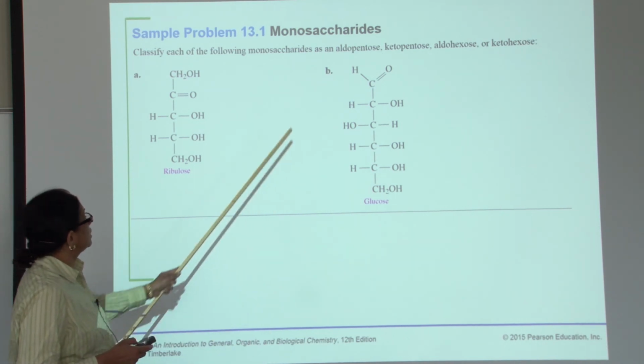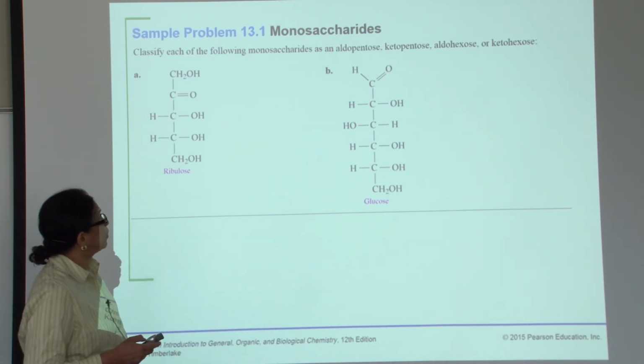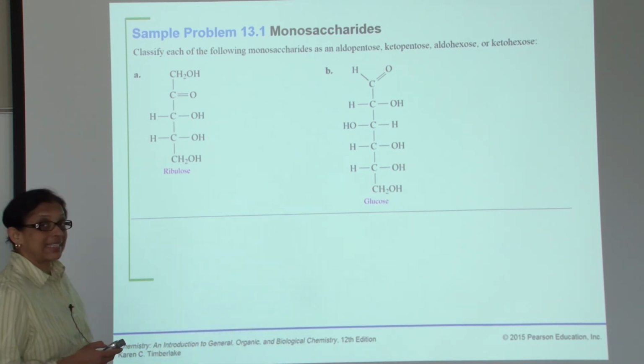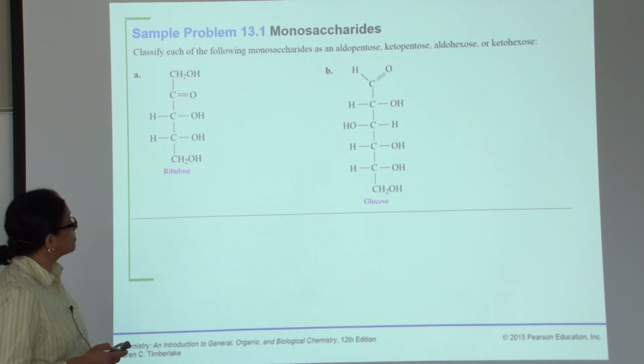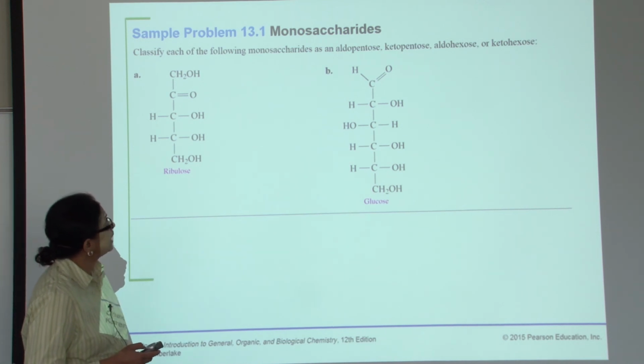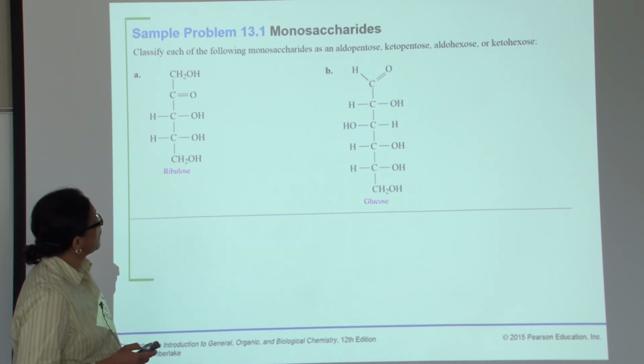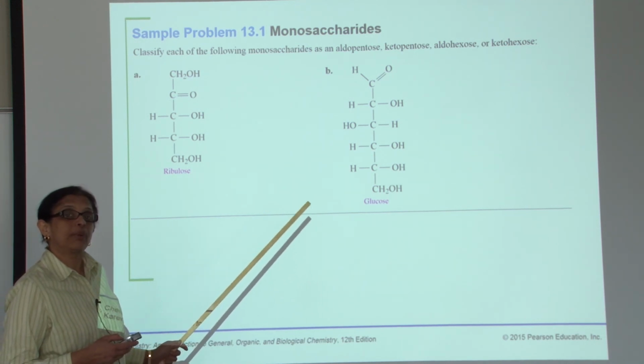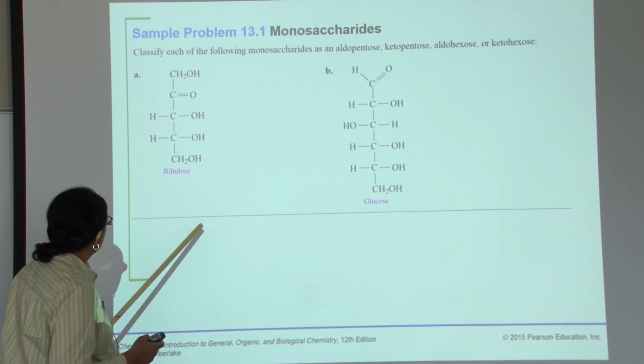Looking at the names, aldo has an aldehyde group. Pent has 5 carbons. OSE is a monosaccharide, a sugar. Ketopentose, keto is a keto group. Pent is 5. Monosaccharide with a keto group and 5 carbons.